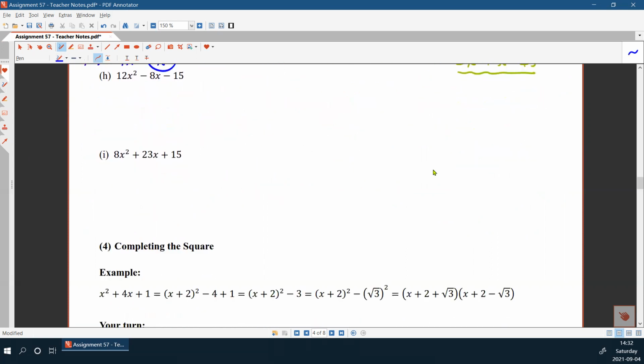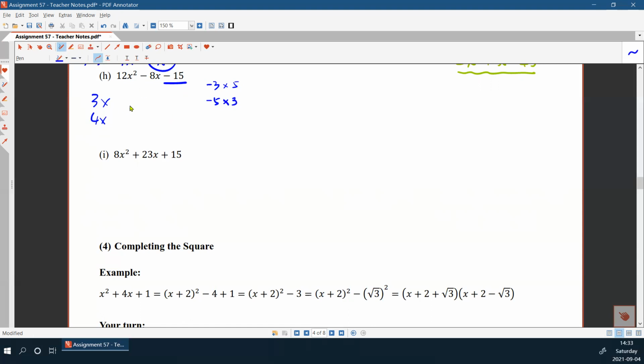So the next one is more flexible, right? Because 12x can be factored to 3x by 4x or 2x by 6x, right? So you have many ways to factor 12x. So let's try 3 and 4 first. Then note here minus 15 can be factored to minus 3 by 5 or minus 5 by 3. You can try either way, right?